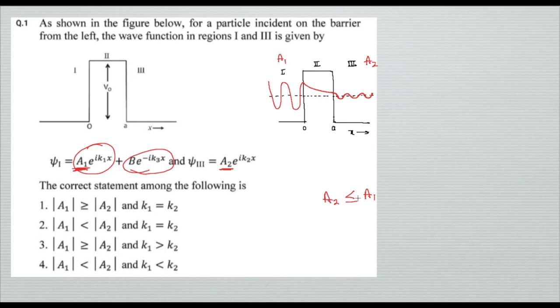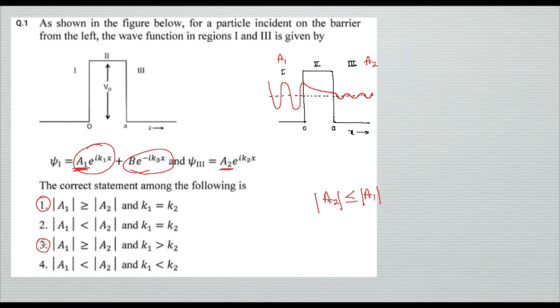In that case, they can be even equal to each other. So that means the amplitude value of A2 is going to be smaller than A1. So either option number A is going to be correct or option number 3 is going to be correct. Okay, any of these can be correct. So the first part we have done just based upon the normal concept understanding.